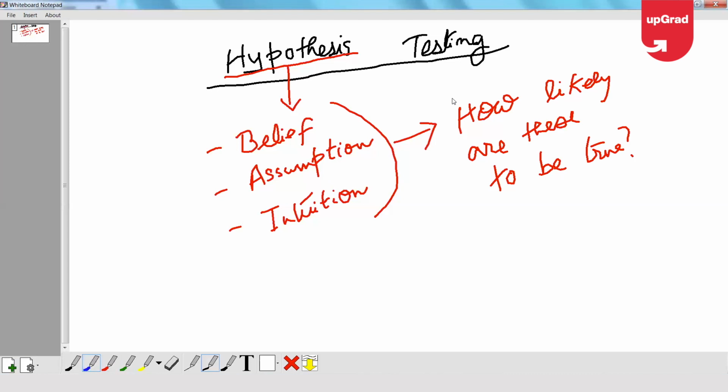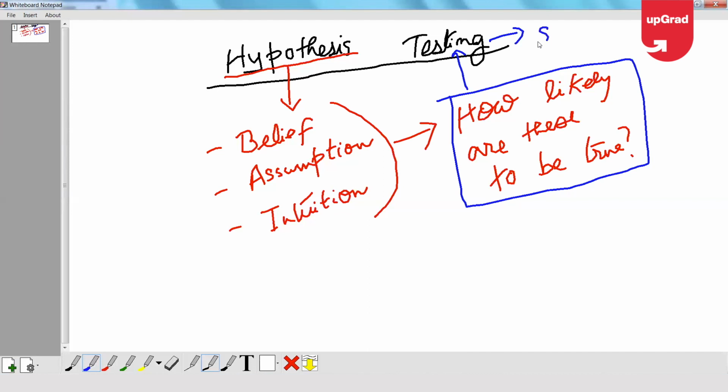So the answer to this question can only be found through some testing, right? We have some belief or assumption or intuition, and we want to understand how likely they are to be true, through some kind of testing. What kind of testing? Some kind of statistical testing. Let's go step by step. Some kind of statistical testing we are going to perform.